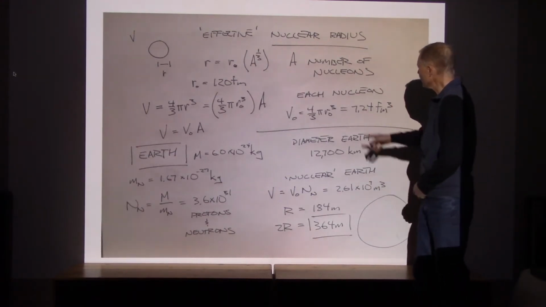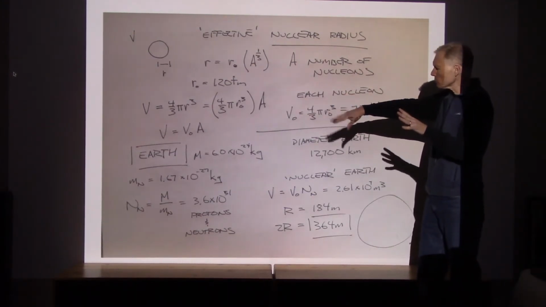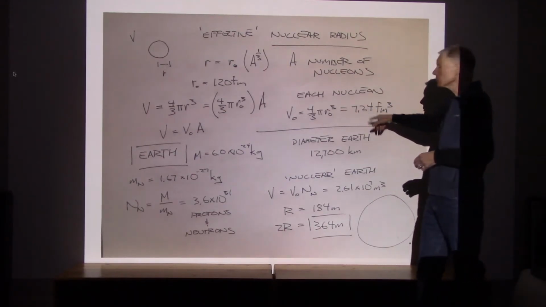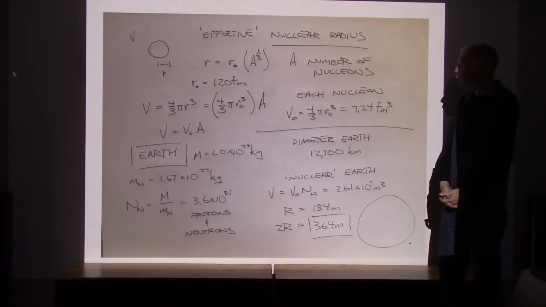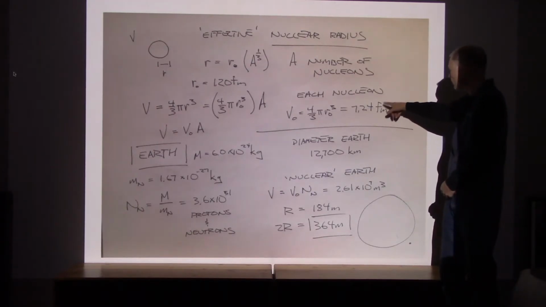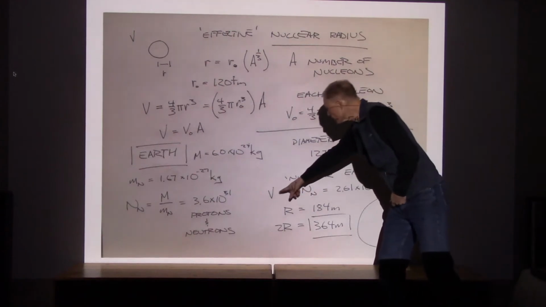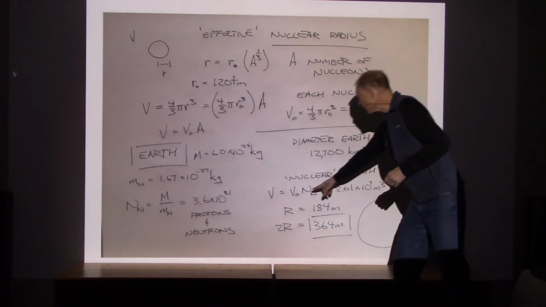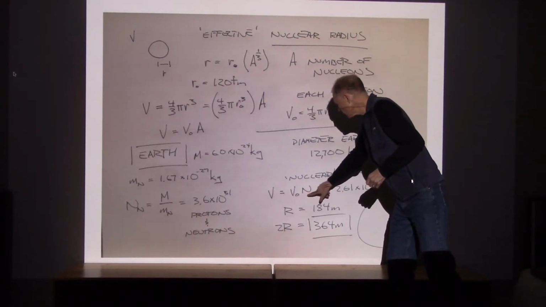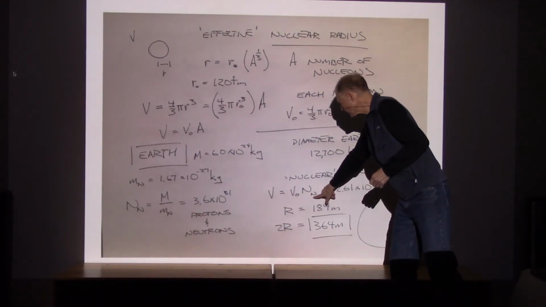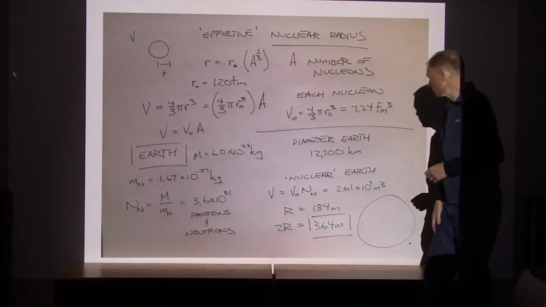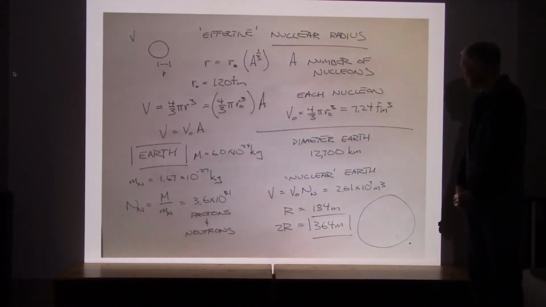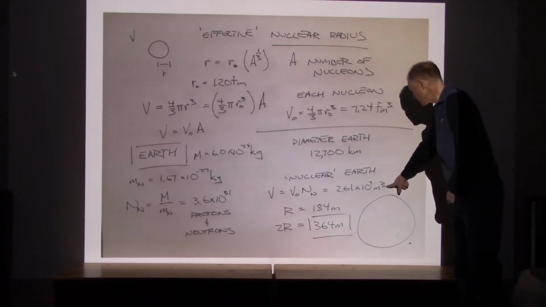Well, we could do that. What we could do is say, if we took all the protons and neutrons and just packed them into one nucleus, each proton or neutron would be taking up 7.24 cubic femtometers. So to get the volume of this nuclear Earth, we could take the volume of each neutron or proton, multiply that by the number of protons and neutrons, and that would give us 2.6 times 10 to the 7th cubic meters.